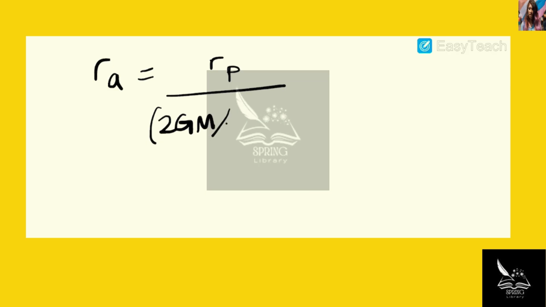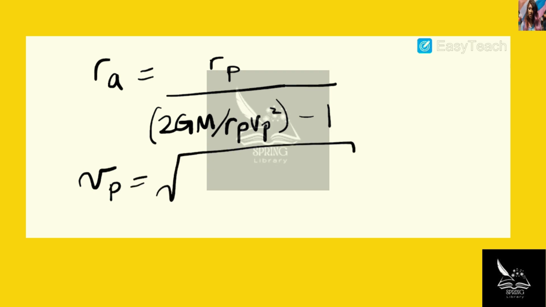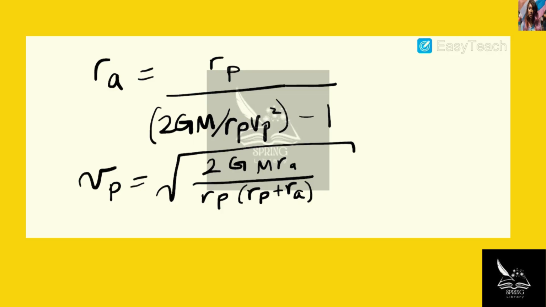What we can first do is use the relationship between apogee and perigee and say that RA is equal to RP divided by 2GM divided by RP VP squared minus 1. We can solve this equation for VP and see that VP is equal to the square root of 2GM RA all over RP times the quantity RP plus RA. So what we can do now is determine this velocity at perigee, which is going to be our velocity B, that which the rocket has to have to land at B.